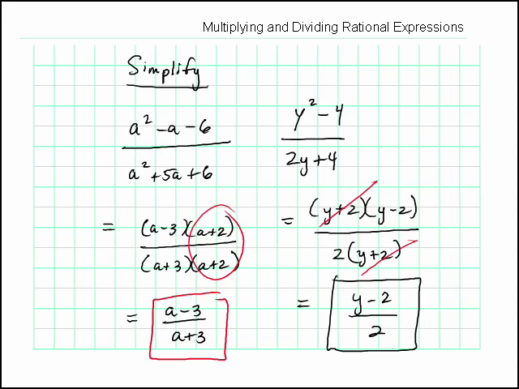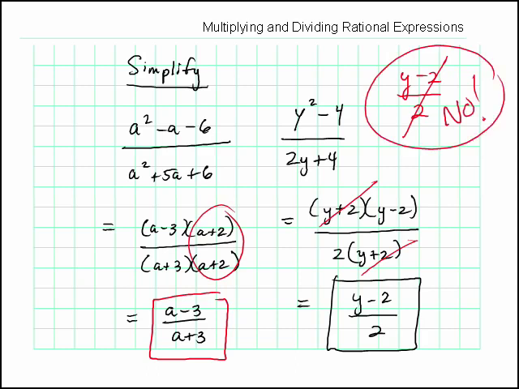Here's another common mistake. Y minus 2 over 2. Cross out the 2s. That is wrong. No, you cannot do that. And the reason is because the 2 here is not a factor. It's a term. You cannot cancel terms. You can only cancel factors, things that are multiplied together. So this cannot be reduced any further.